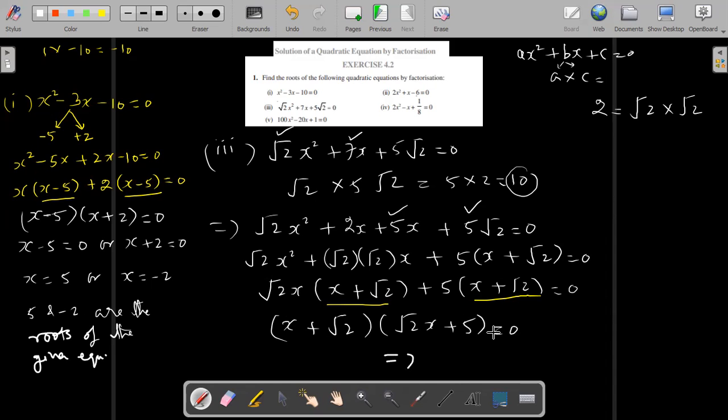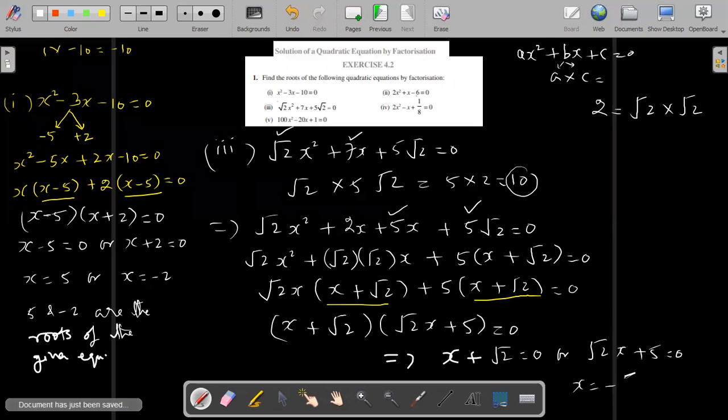Now equate each one to 0. x plus root 2 is equal to 0, or root 2 x plus 5 is equal to 0. Therefore, x is equal to minus root 2 and x is equal to minus 5 by root 2. This is class 10 and we have finished.